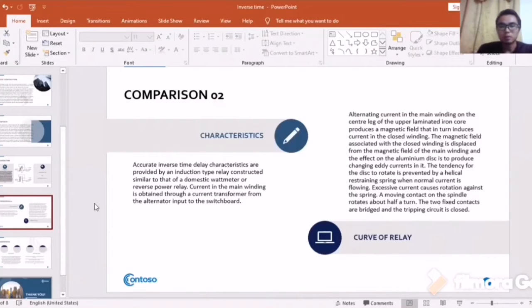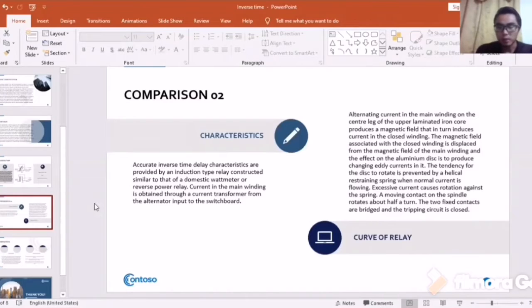Inverse time characteristics: accurate inverse time delay characteristics are provided by an induction type relay construction, similar to that of a domestic wattmeter or a reverse power relay. Current in the main winding is obtained through a current transformer from the alternator input to the switchboard.